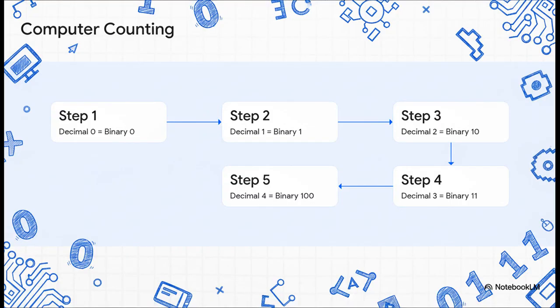So 0 is just 0. 1 is just 1. Easy enough, right? But there's no symbol for 2 in binary. So what happens? Well, we have to roll over to the next column, kind of like the odometer in an old car. So the number 2 becomes 1, 0. 3 is 1, 1. And then to get to 4, we run out of space again, so we roll over to 1, 0, 0. And you can just keep this pattern going to represent any number you can possibly imagine.